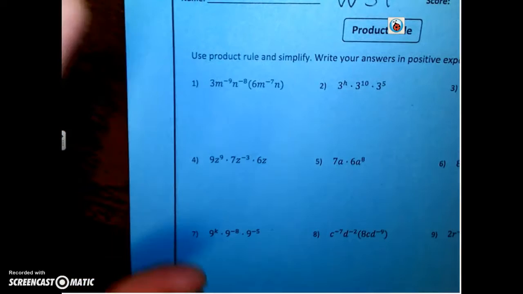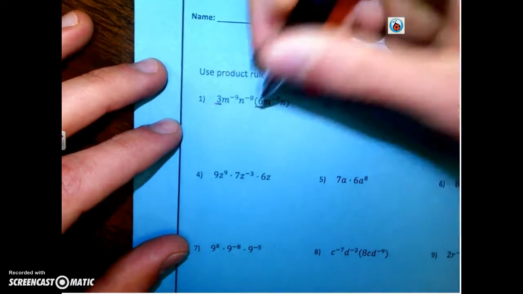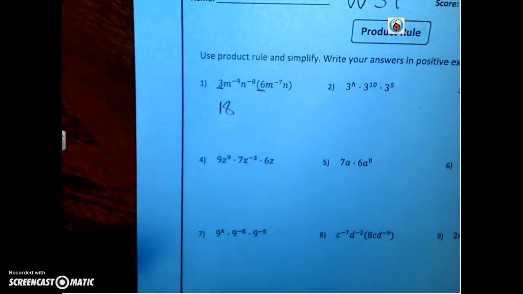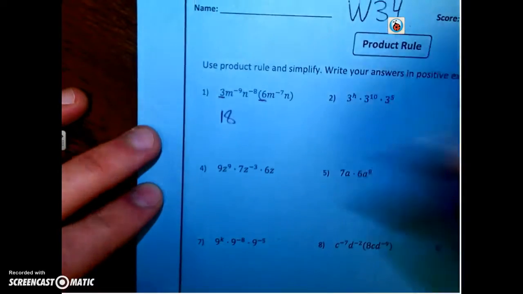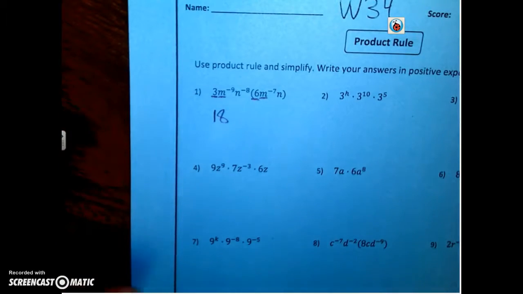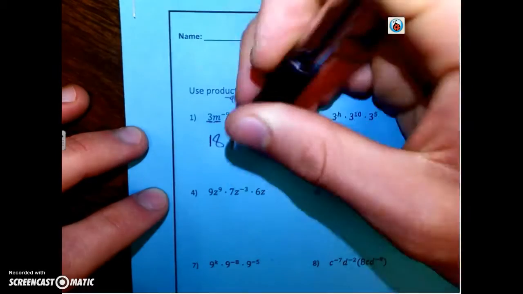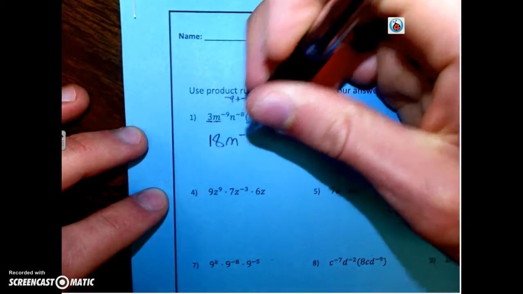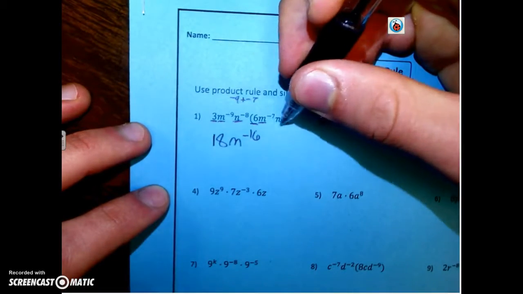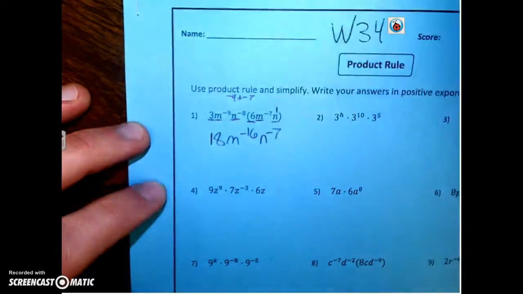Now, for these regular numbers still multiply like they always do. So when I see this 3 and the 6, I know that 3 times 6 is going to give me an 18. Then I need to add exponents for the similar bases. So here I see an m with a negative 9. Here I see an m with a negative 7. So what I'm thinking here is negative 9 plus negative 7. When I add those together, I'm going to get an m to the negative 16th power. All right, now let's do the n's. I've got n to the negative 8. I've got an n with an invisible 1. That's an n to the negative 7.